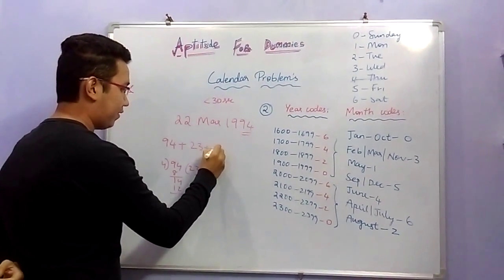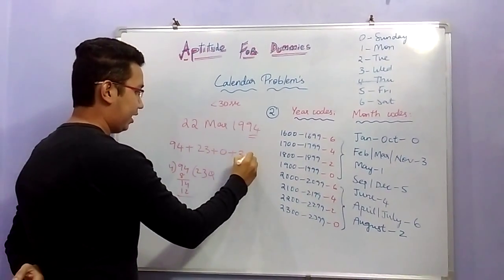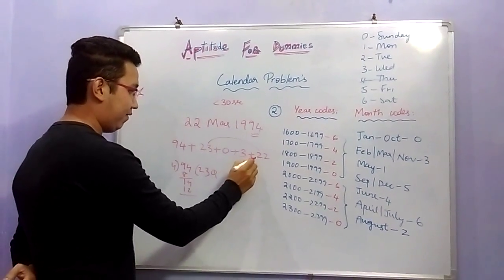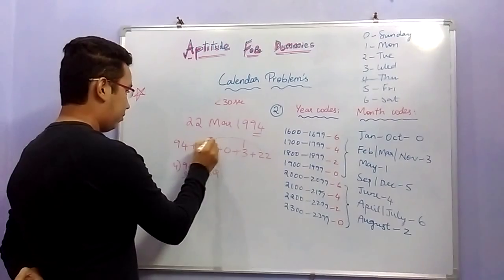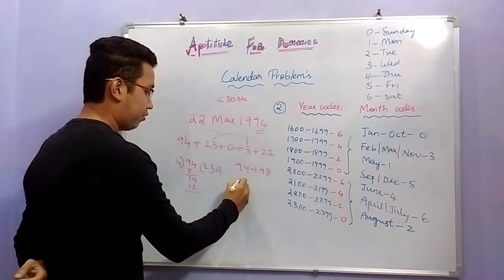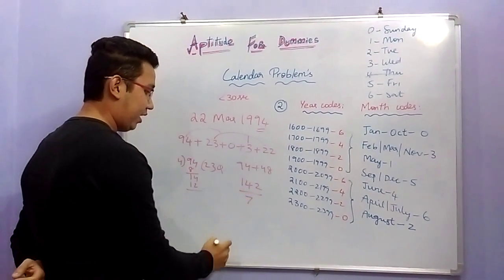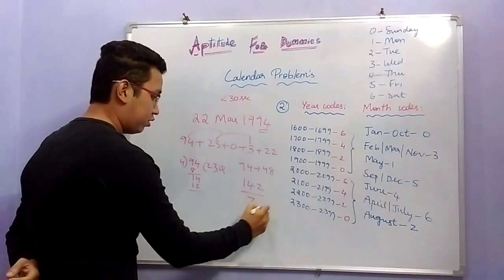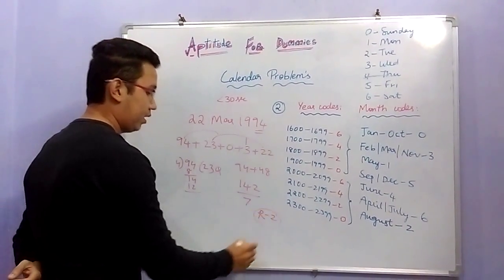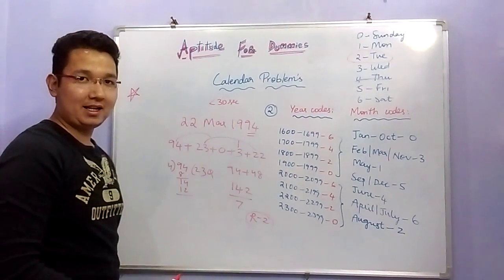Plus the year code of 1990s is 0, the month code of March is 3, and the date given is 22. 23 plus 22 is 45, plus 3 is 48, plus 94. 94 plus 48 gives me 142. Now I'll divide it by 7 because there are 7 days in a week. 7 2s are 14, 7 ones are 7, so my remainder would be 2. And 2 is Tuesday. So I hope I have solved it in less than 30 seconds.